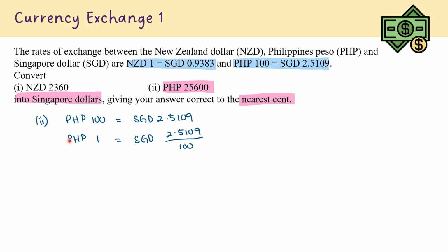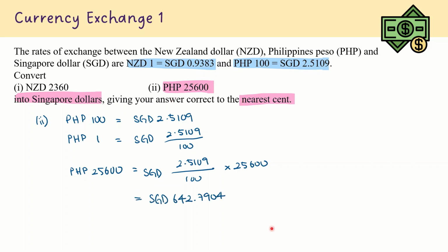And that will be a division of 100 on the left and on the right, because 100 divided by 100 will get us 1. Okay, then we multiply 25,600 on the left and on the right in order to get the amount of Singapore dollars this is actually going to be worth. And that will be 642.7904. And then rounding it off to the nearest cent, that will be 642.79.